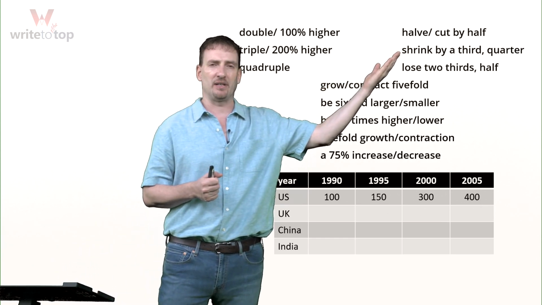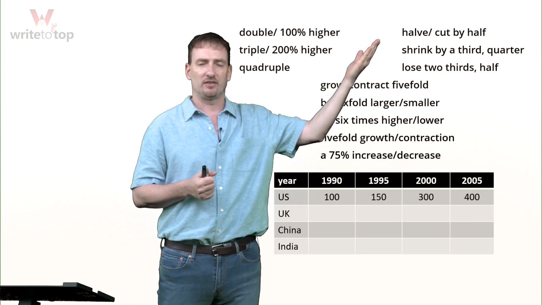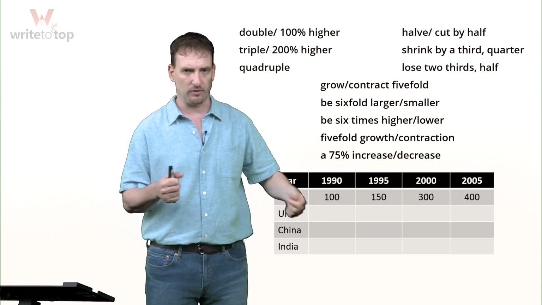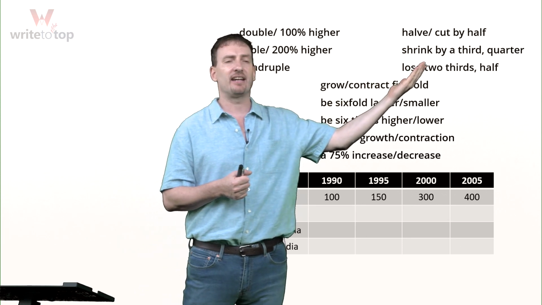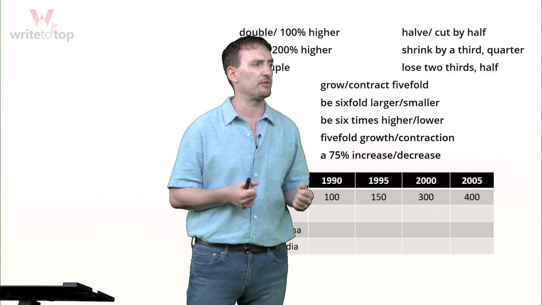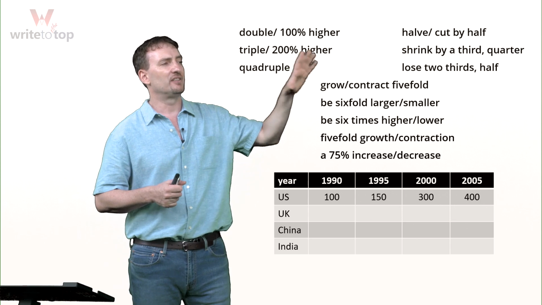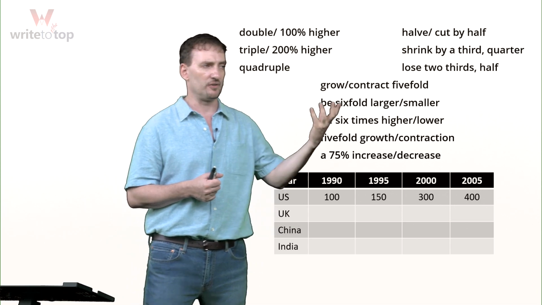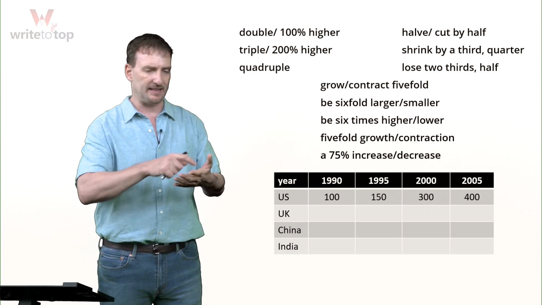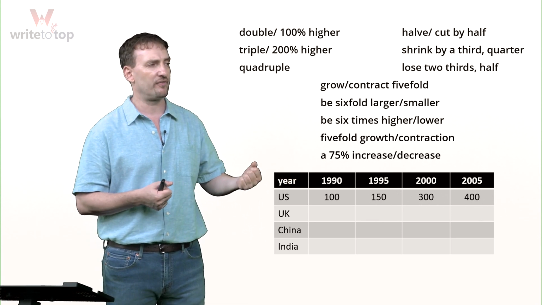The opposite, if something gets less by 50%, you can use halve. So the rate halved over the course of the graph or the table, etc. Shrank by a third, became a third smaller, or a quarter, 25%, 33%. Third, 33, quarter, 25. To lose 2/3, 67%. To lose half, etc. 5-fold growth, so the sales experienced a 5-fold growth. The market share experienced a 5-fold growth.